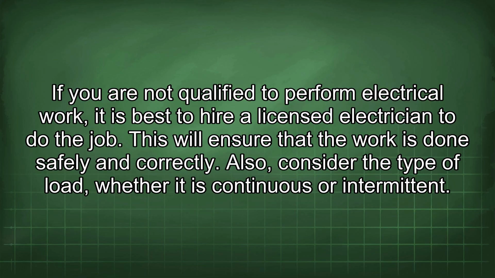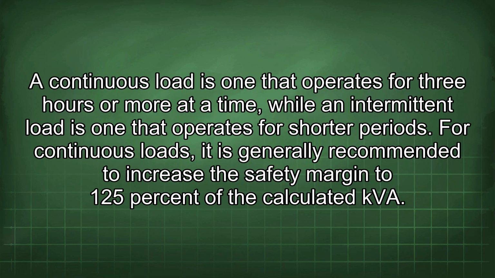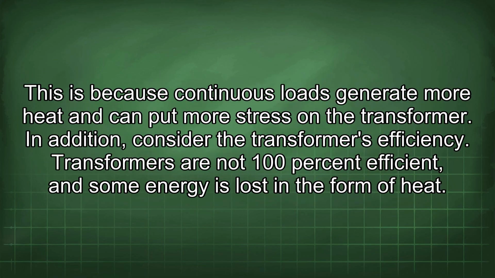Also, consider the type of load, whether it is continuous or intermittent. A continuous load is one that operates for 3 hours or more at a time, while an intermittent load is one that operates for shorter periods. For continuous loads, it is generally recommended to increase the safety margin to 125% of the calculated kVA. This is because continuous loads generate more heat and can put more stress on the transformer.